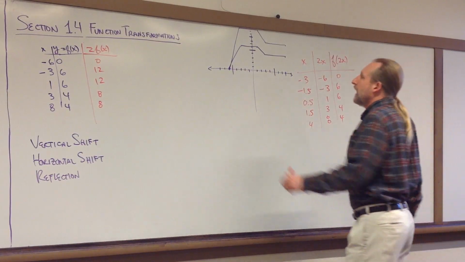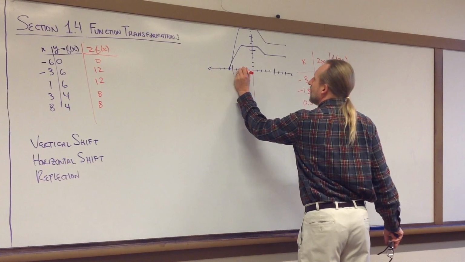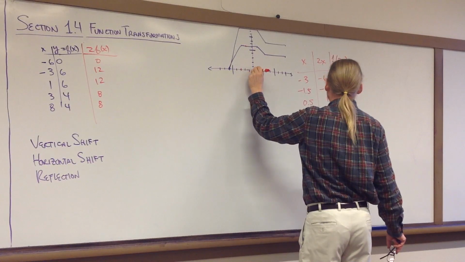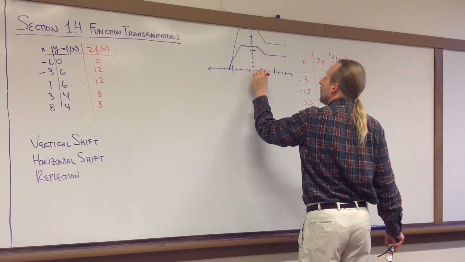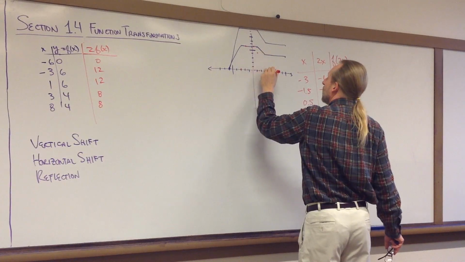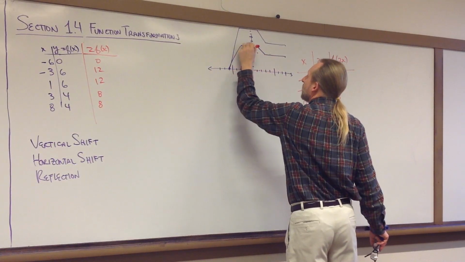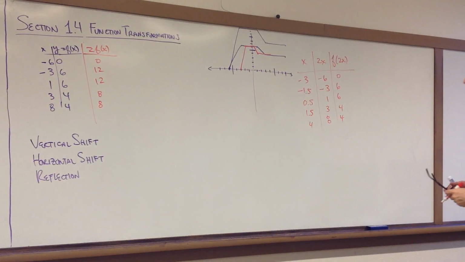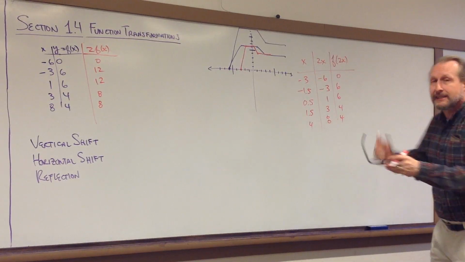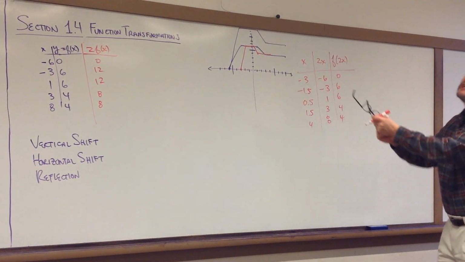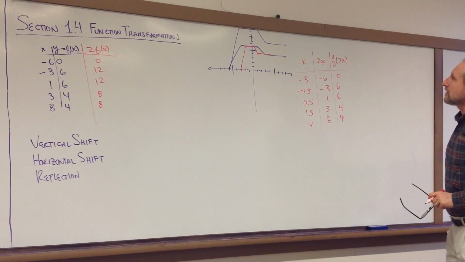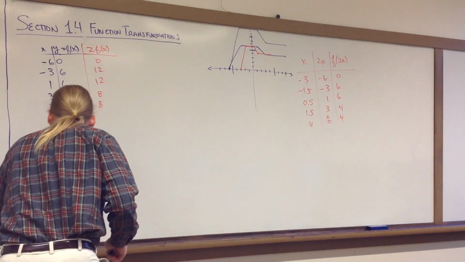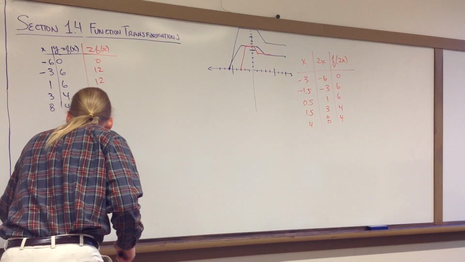All right, so now we go to negative 3, 0, negative 1.5, and 6. Positive 0.5 and 6, 1.5 and 4, and there is our compressed function, horizontally compressed. Now notice the 2 causes it to get smaller. If we put a half in here, that would cause it to stretch out. Okay? So those are the basic ideas, and this is the last thing here, stretching and compressing.